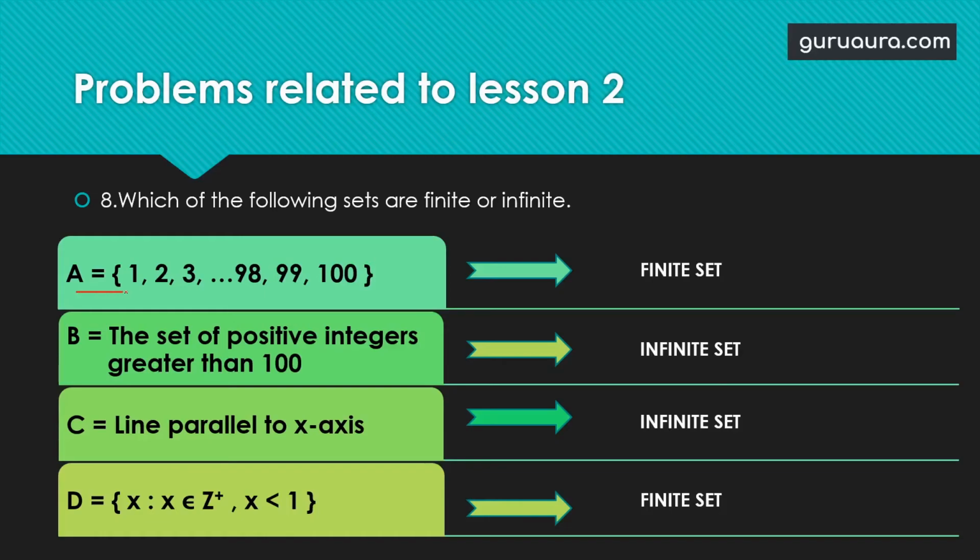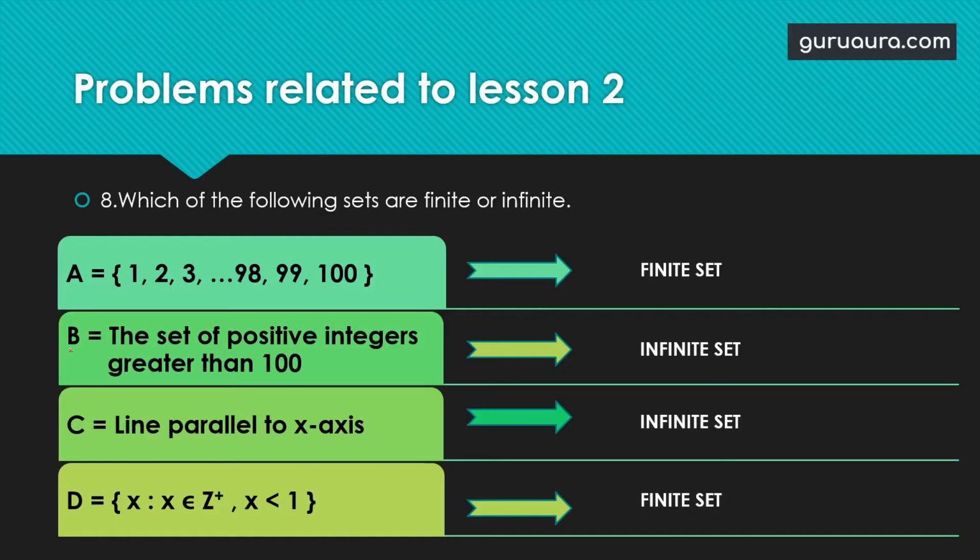Set A consists of the elements 1, 2, 3 until 100. That is the first 100 natural numbers. This is a definite number. Hence, this is an example of a finite set. Now let's see the next set.